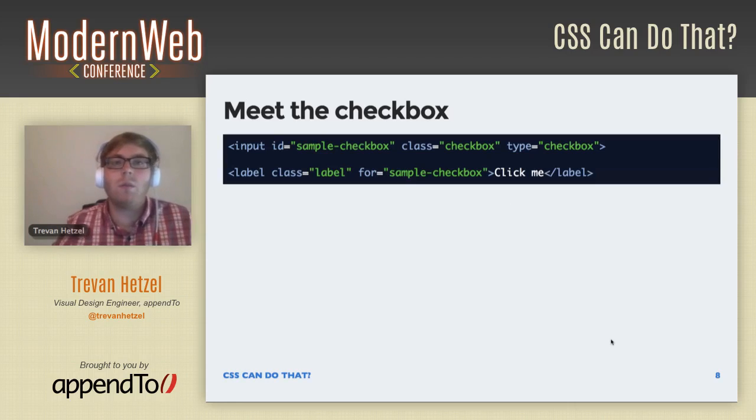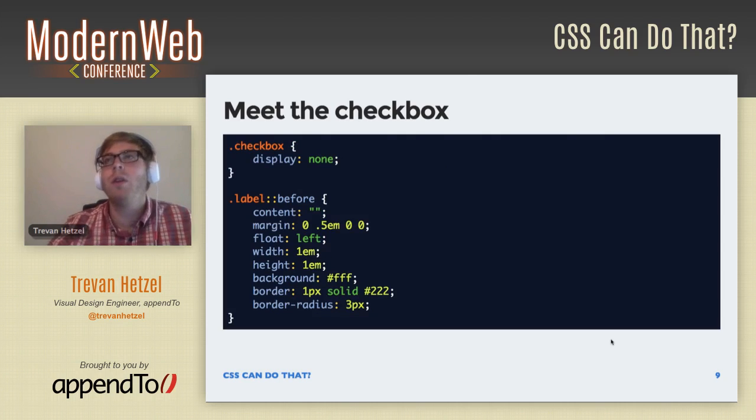So I'm going to walk through a super simple example of just styling a basic form checkbox. And the first thing you can see is just a simple input. You notice the ID is sample-checkbox, and then you'll notice that the label's for attribute is sample-checkbox, which corresponds with the ID. Notice how the label comes after the input. We'll talk about that in a minute, but that was on purpose.